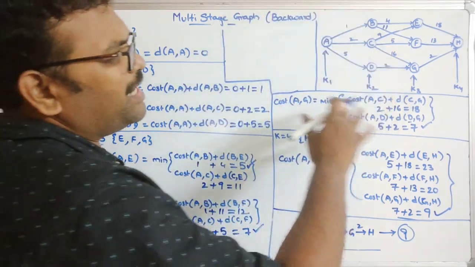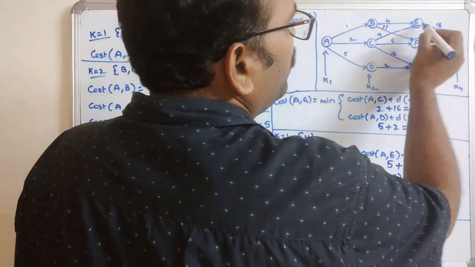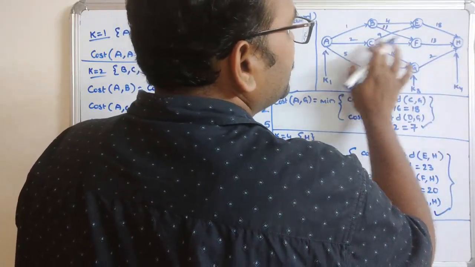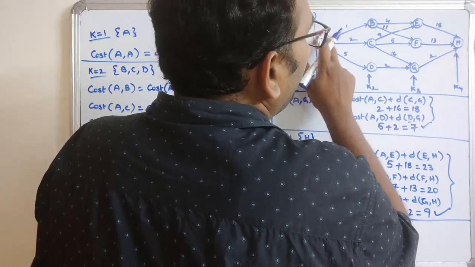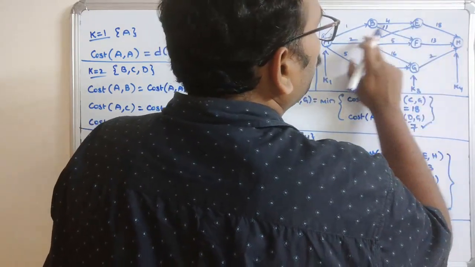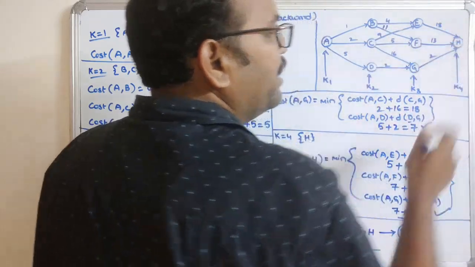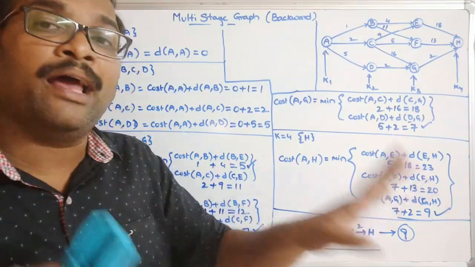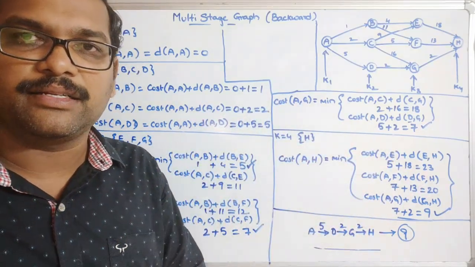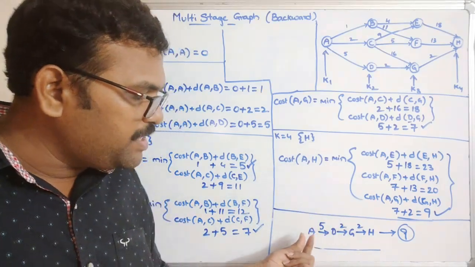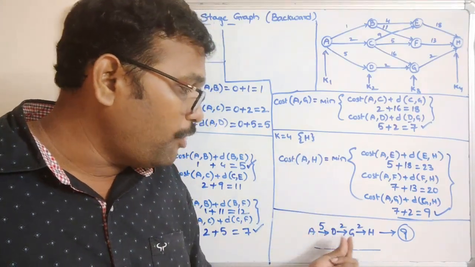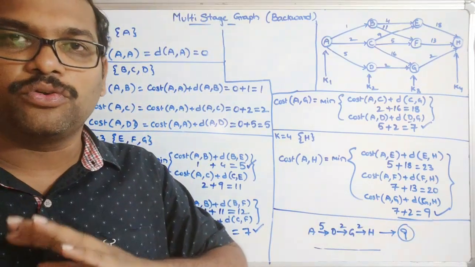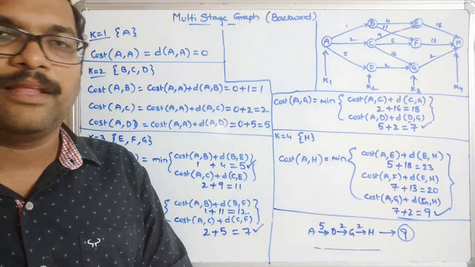So you can cross check multiple ways. So A to B, B to E, E to H: it will be 5 plus 18, 23. A to C, C to F, F to H: 7 plus 13 is 20. So A to C, C to E, E to H: 2 plus 9, 11 plus 18, 29. So all other possible paths will give more than 9 distance. So only this particular path, that means A followed to, sorry, D followed to G followed to H, will give the shortest path to travel from source to destination, right?